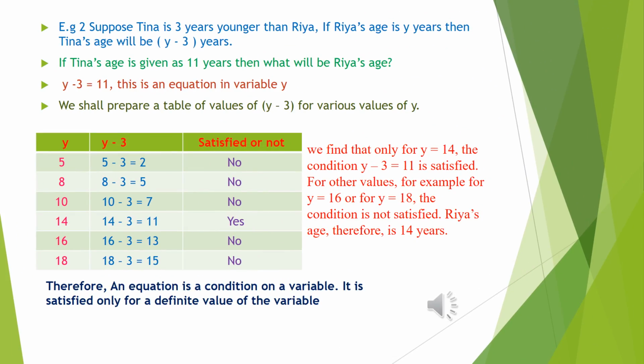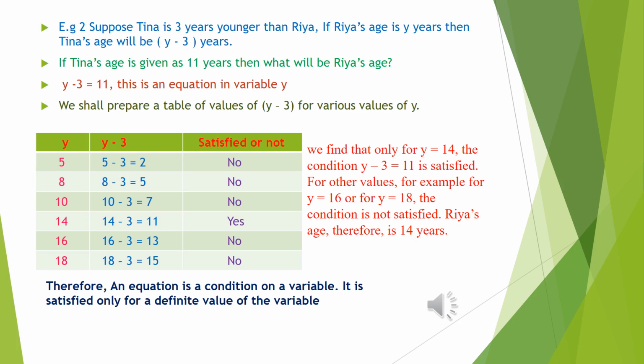Dear children, let us see one more example of an equation. Suppose Tina is 3 years younger than Ria. If Ria's age is y years, then Tina's age will be y minus 3 years. Y minus 3, because Tina is younger, therefore we are taking minus 3. So Tina's age will be y minus 3 years.